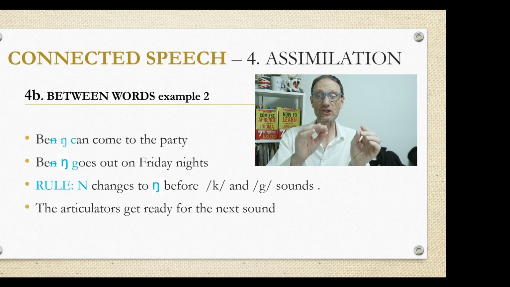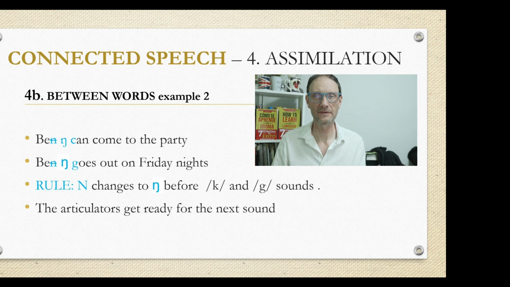Well, the rule is the N changes to ñ before K and G. This is because it's easier to say and the articulators in our mouth get ready for the next sound. It happens naturally. Again, these are not easy to remember, but when you begin to hear English and you know they exist, then you begin to hear them and you may want to repeat or imitate them and incorporate them into your English.